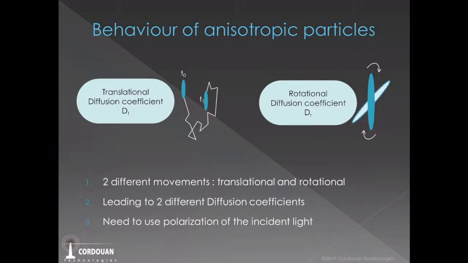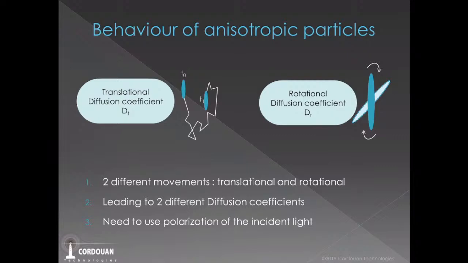Then after that, my particle can rotate. So this is the rotational diffusion coefficient. And if we are gathering both, my particle is going to move, and I can add a translational diffusion coefficient and a rotational diffusion coefficient. The main idea is that if I have two different diffusion coefficients, the translational and the rotational, I will have two different movements leading to two different diffusion coefficients.